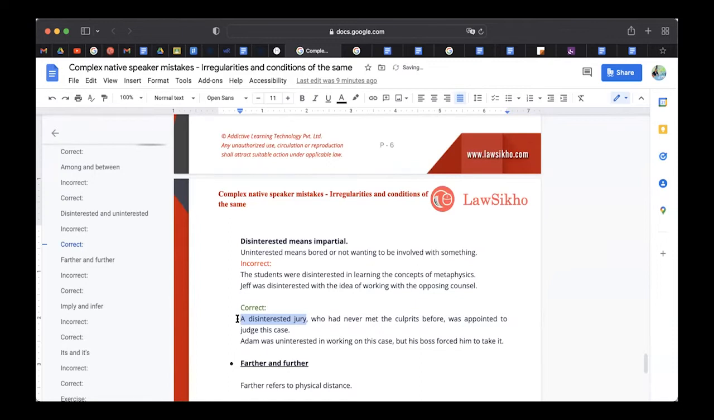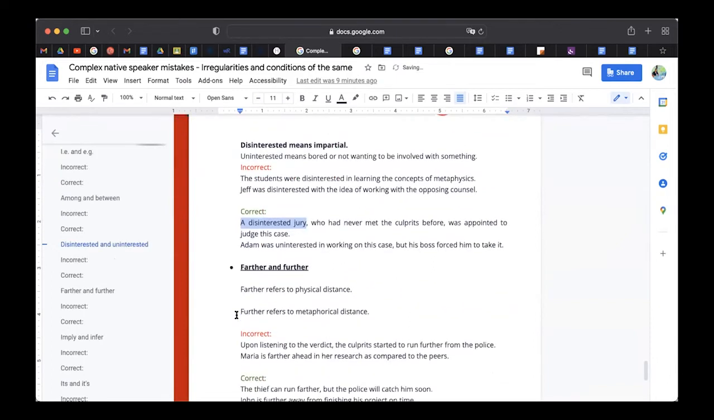Uninterested, on the other hand, means somebody who does not want or is not interested in a certain aspect which is going on at a certain time. Incorrect examples are: students were disinterested in learning the concepts of metaphysics; Jeff was disinterested with the idea of working with the opposing counsel. The two correct sentences are: a disinterested jury who had never met the culprits before was appointed to judge this case. And Adam was uninterested in working on this case, but his boss forced him to take it.